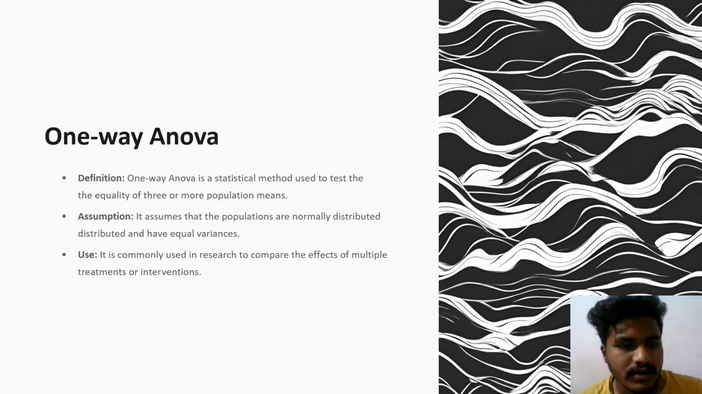Then, one-way ANOVA. One-way ANOVA is a statistical method used to test the equality of three or more population means. Assumption: it assumes that the populations are normally distributed and have equal variance. It is commonly used in research to compare the effects of multiple treatments or interventions.